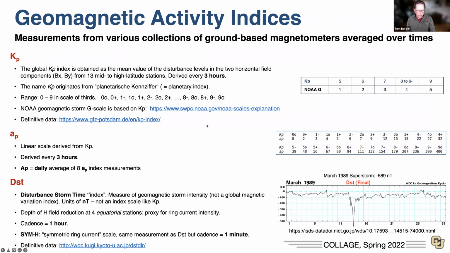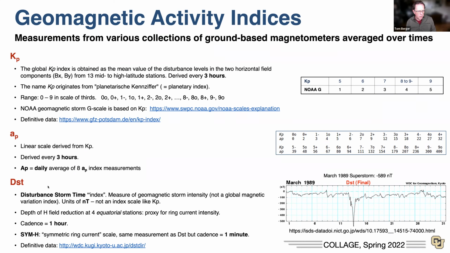And it's important to learn the different categorizations of geomagnetic activity indices. We talk about KP, which is sort of a strange logarithmic by thirds scale developed long ago in Germany. AP is a linear scale derived from KP. And each of these has its own cadences.